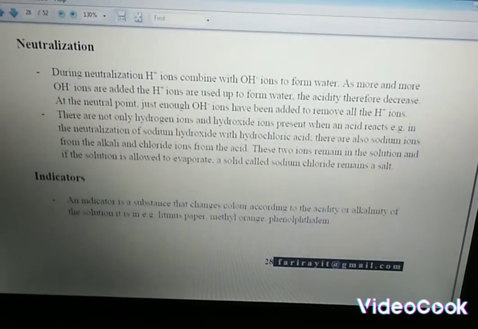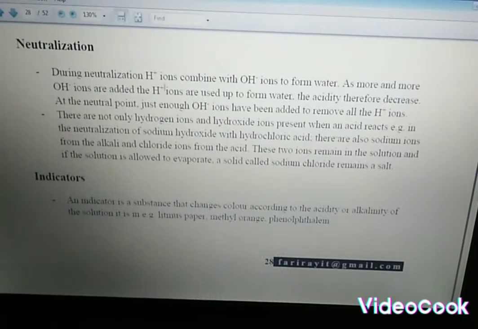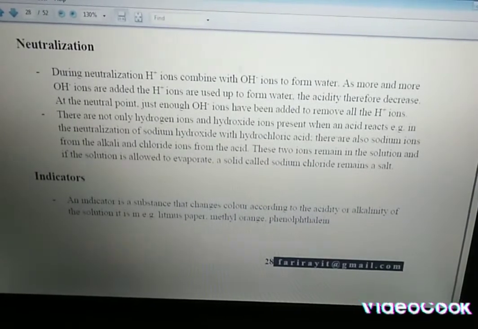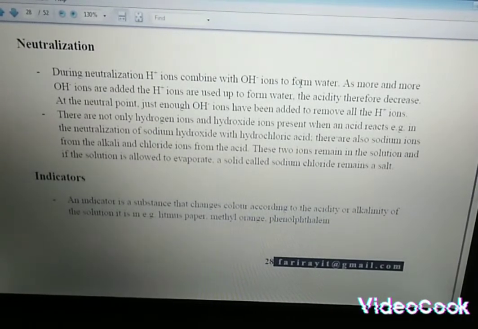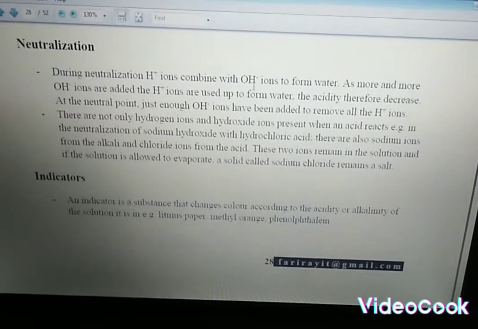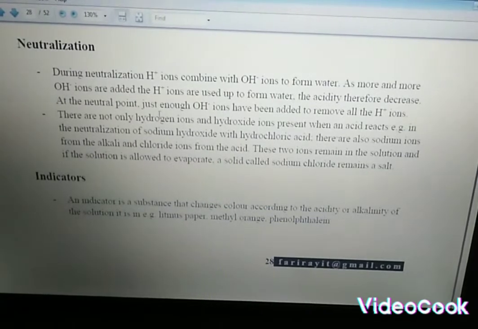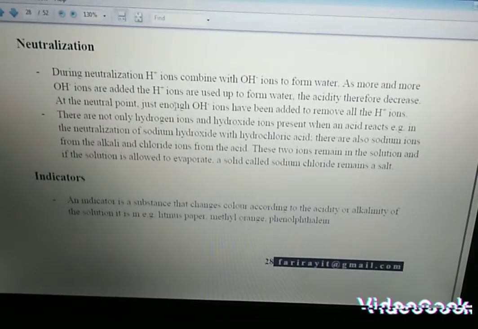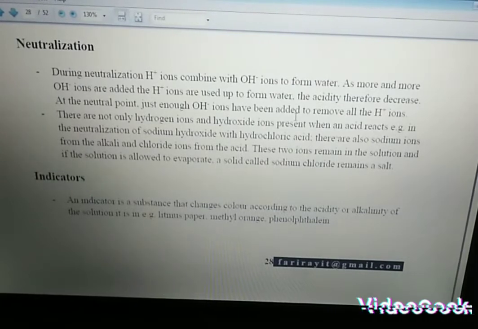What is neutralization? When we're talking of a neutralization reaction, we are talking of a reaction where the H plus ions combine with OH minus ions to give us water. I hope you guys still remember that water is H2O, right? So the H plus ions are combining with the hydroxide ions to give us water, and our water is going to be neutral. As more and more hydroxide ions are added, the H plus ions are used up, and at the end of the day, we end up having water, right? So the acidity therefore decreases.